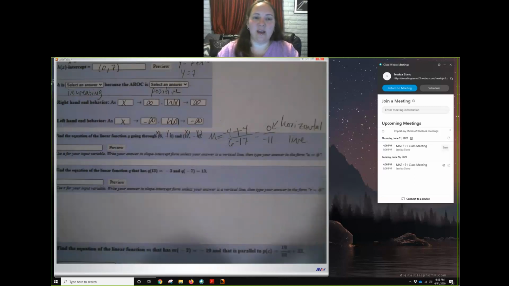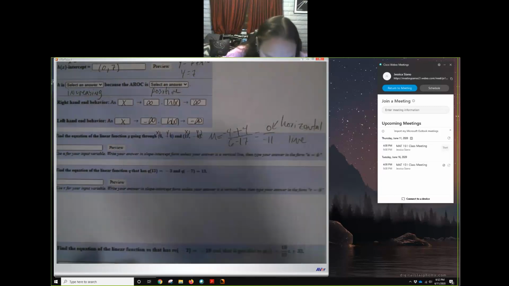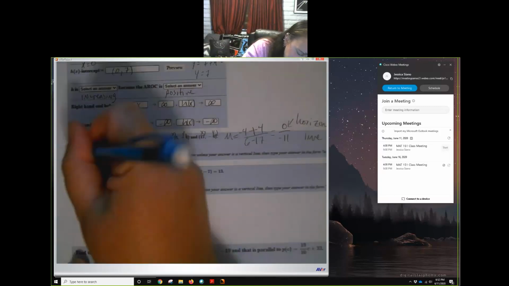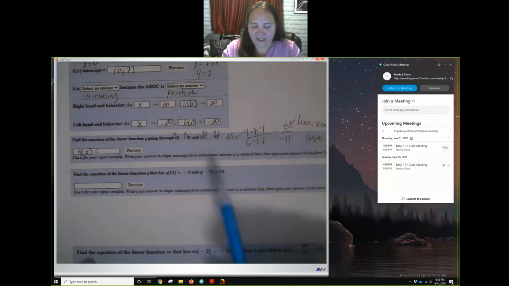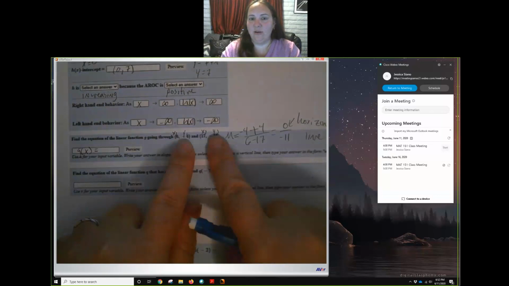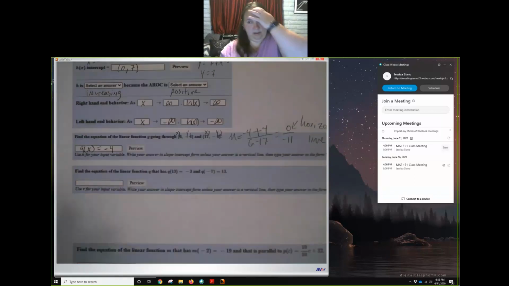So remember, a horizontal line is y equals, or in this case, g equals. So we would say g of x equals, and then just see how these are both the same y value? So you would say g of x equals -4. Now, if you had had the same x value, you would have said x equals, and then whatever that x value is. Okay?